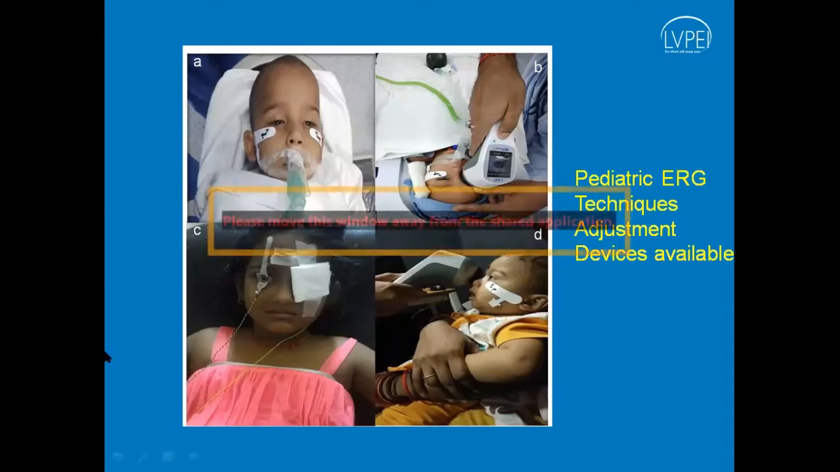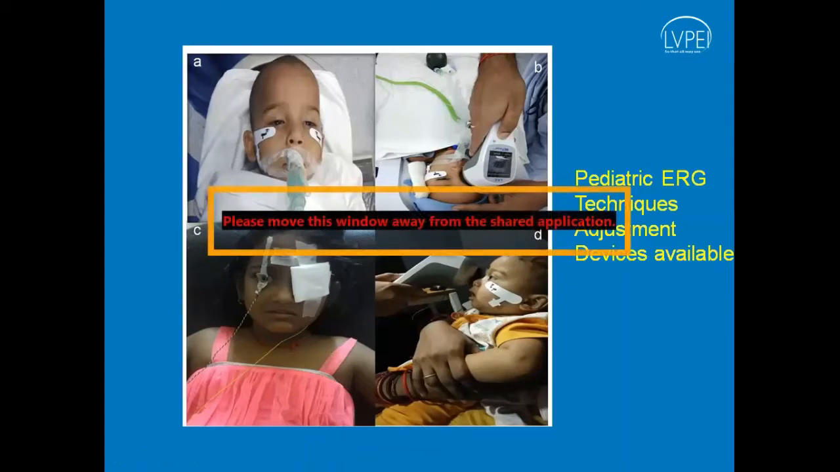For example, here, with the skin electrodes, the baby is under general anesthesia, but the skin electrodes can also be used in an awake infant, as we can see here, and with a handheld instrument. This is again a 4 to 5 year old girl. Children from 4 to 10 years of age can be easily tested even with the contact lens electrode with the tabletop device. And this is again under general anesthesia.